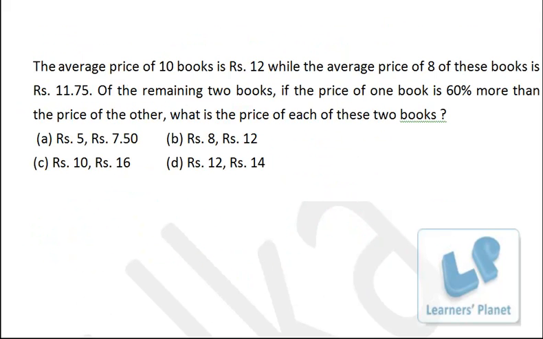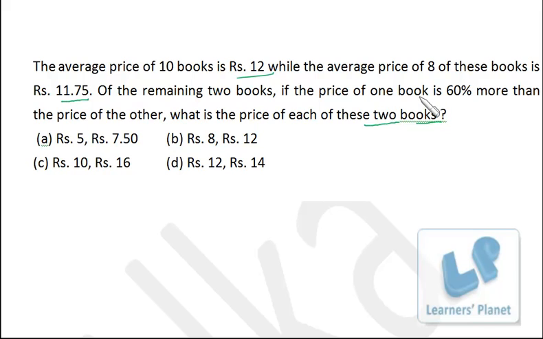Now see this: the average price of 10 books is rupees 12, while the average price of 8 of these books is 11.75. Of the remaining 2 books, if the price of one book is 60% more than the price of the other, what is the price of each of these 2 books? Now since none of these is among the options, we can even go by the options. Let's try to eliminate the options.